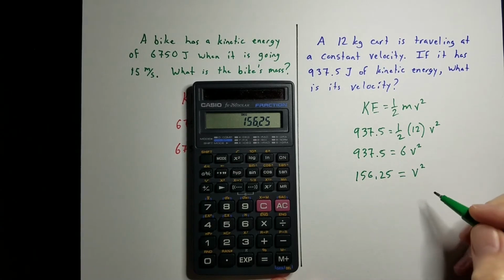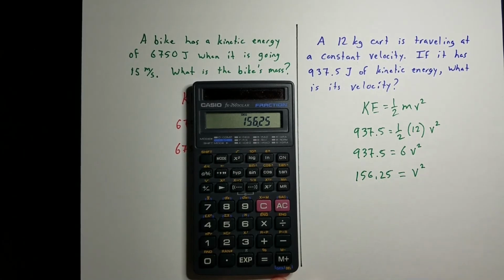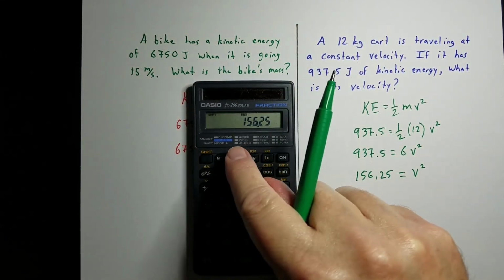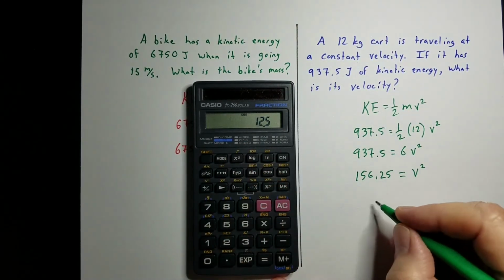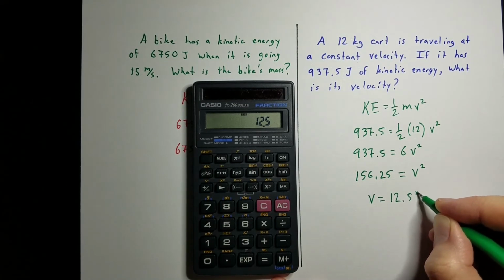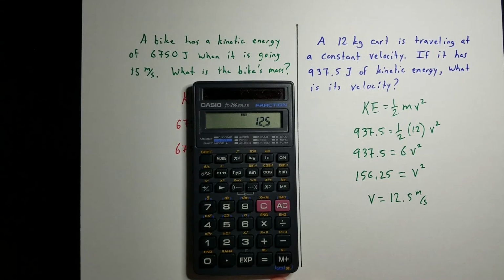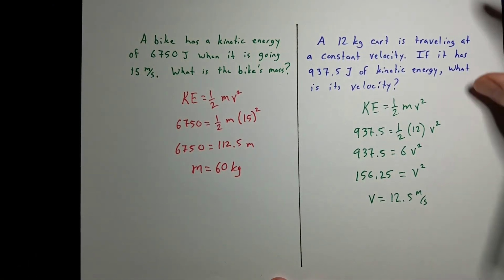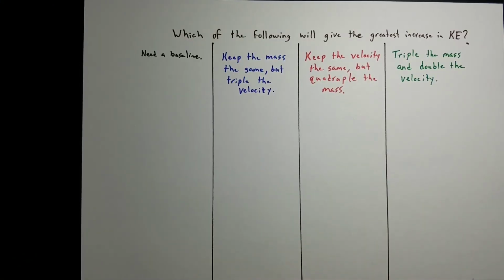But that's v squared, not the velocity. So we still have one more step to do. We have to take the square root. And so when we do, we find the velocity to be 12.5 meters per second for that cart. Again, pretty much a plug and chug type problem, but you have to make sure that you remember to take the square root. Those problems are all well and good, but what happens if we get something like this?